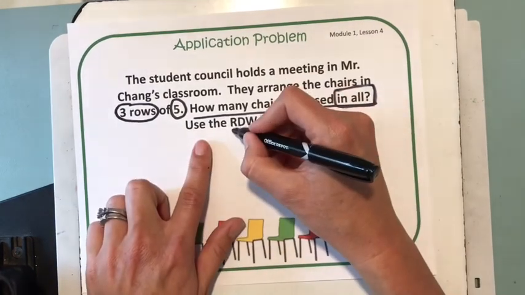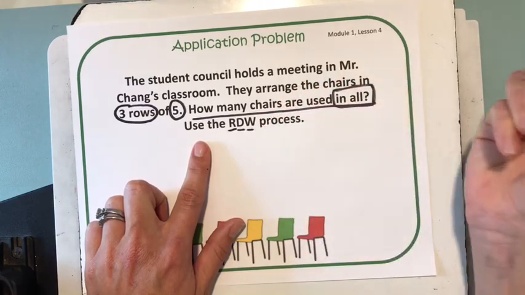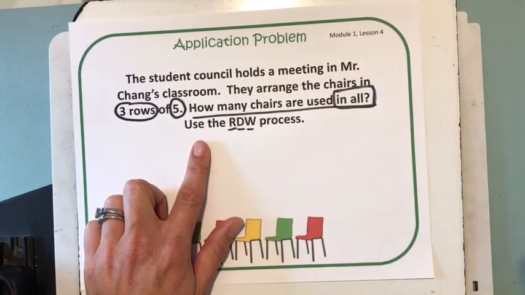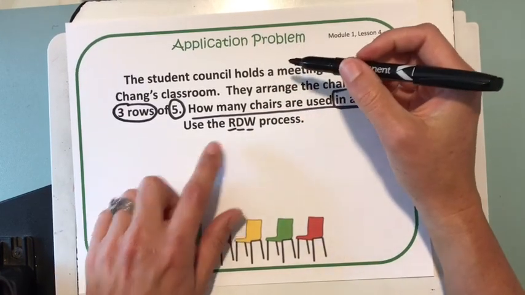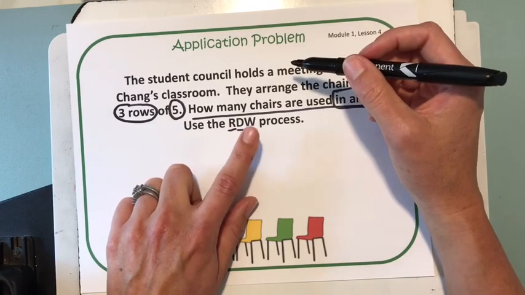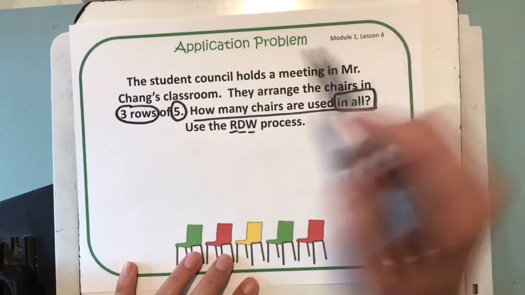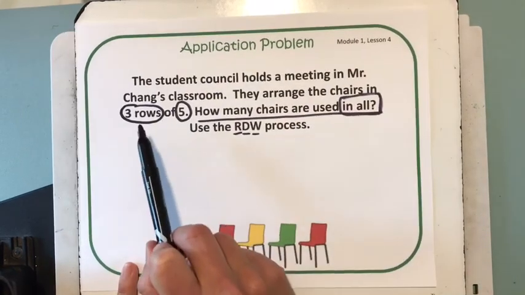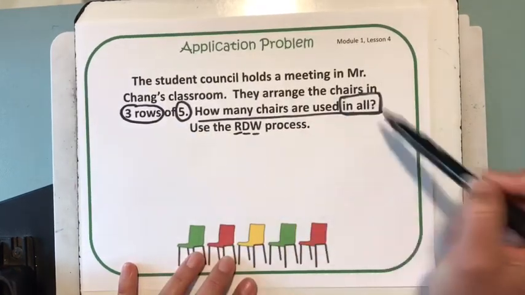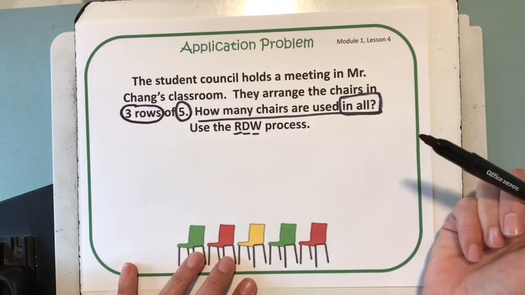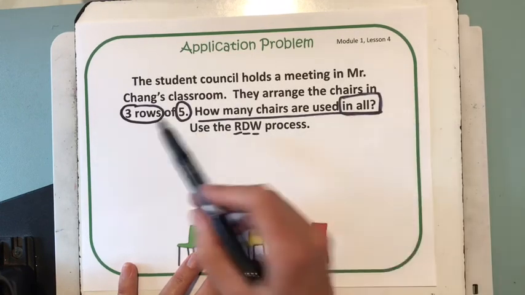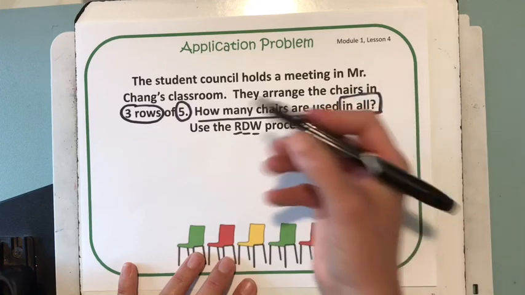And we need to use the RDW process. So we're going to read it, which we just did. Check. We're going to draw our problem, and then we're going to write the answer in a complete sentence. So we read it, and we figured it out. Then now we have 3 rows of 5. Do we know the total? No, we don't know the total, right? So we're going to draw this. Let's draw 3 rows of 5.